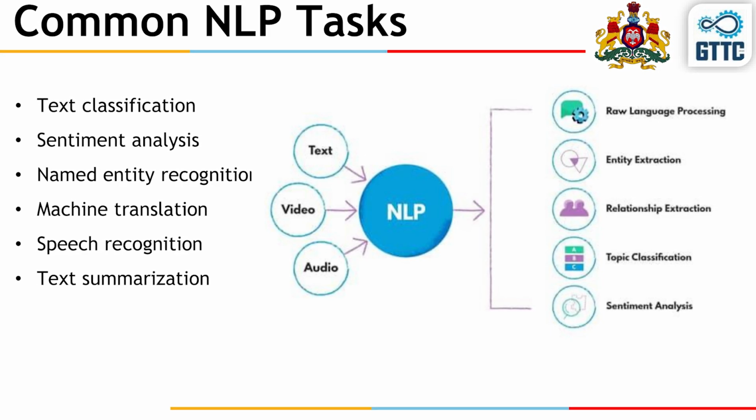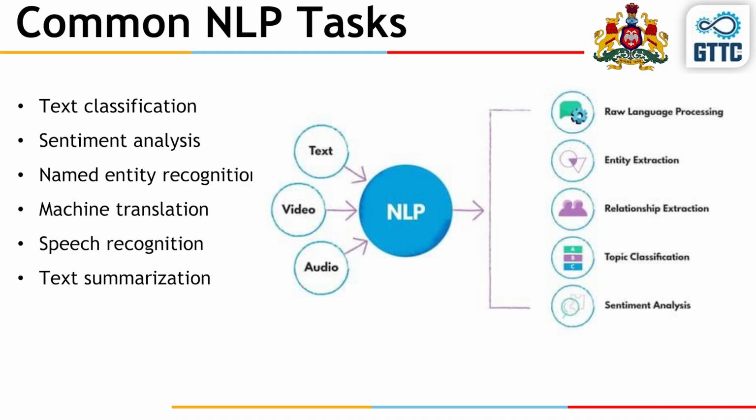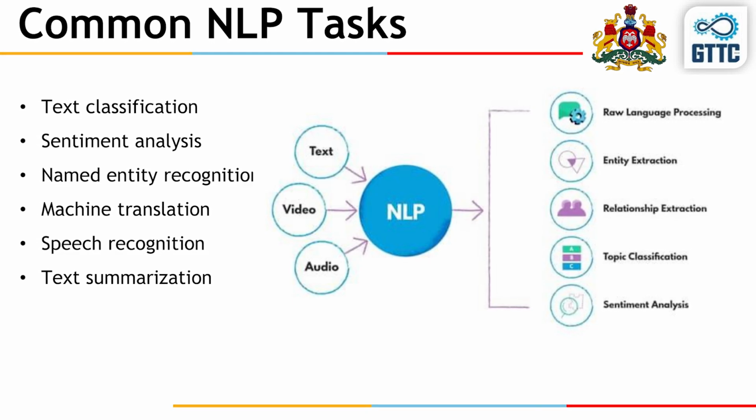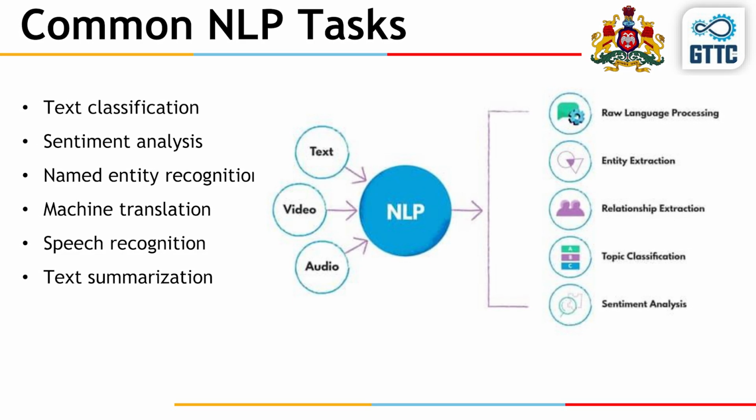Text summarization is creating a shorter version of the text while preserving the key points. For example, you have an online newspaper article. I don't have time. I want it in 3 lines or 4 lines. Yes, you can tell NLP, come on, summarize it. It will read the entire news article, the entire page, and summarize it into 3 sentences, a few sentences.